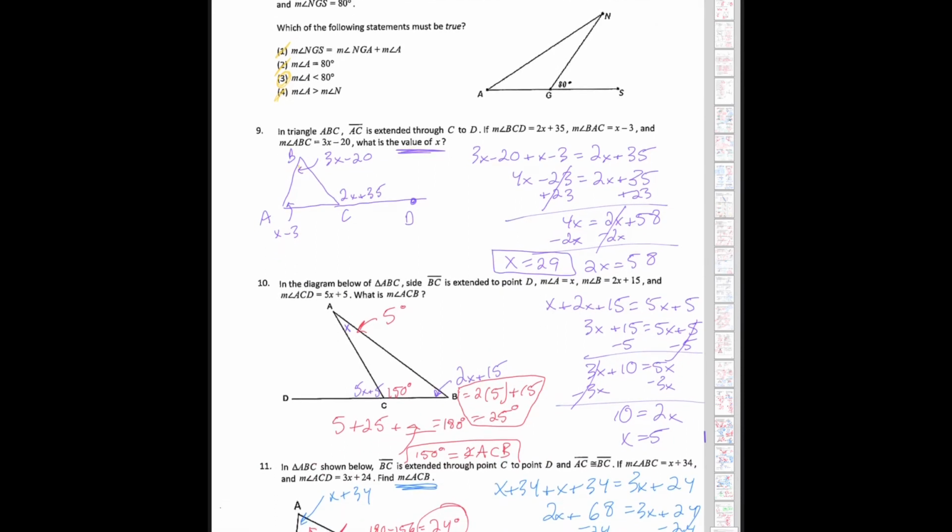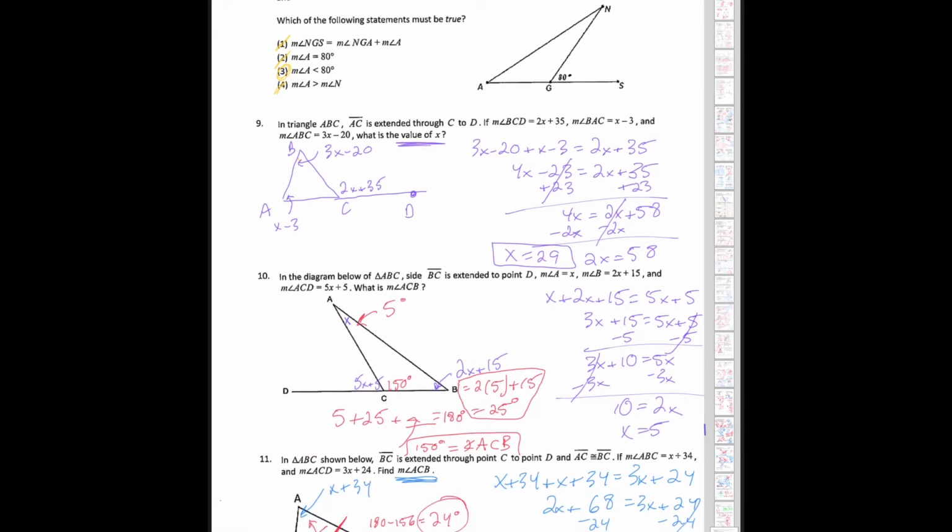For number 8, I have to fact check some statements here. So let's look. It wants to know which of the following statements must be true. So I'm given that angle NGS is equal to 80 degrees. Well, let's check. Why does number 1 not work? Is angle NGS equal to NGA plus angle A? So NGA and angle A, that's not true.